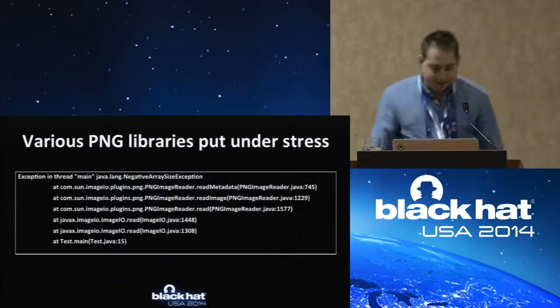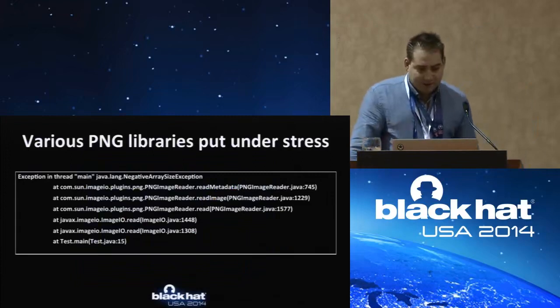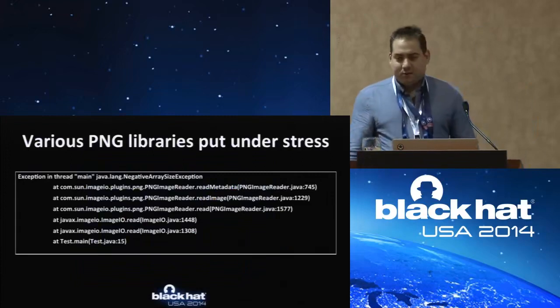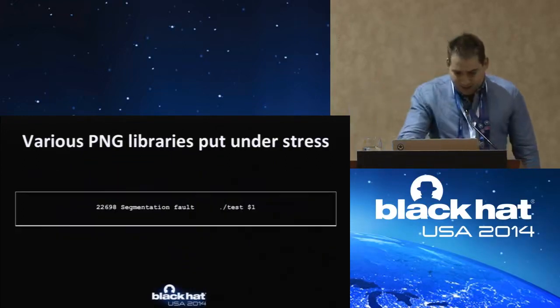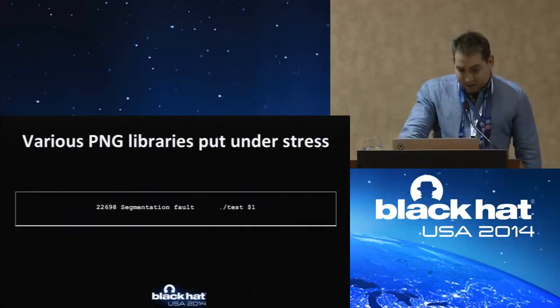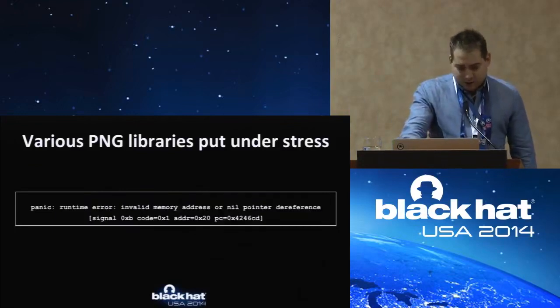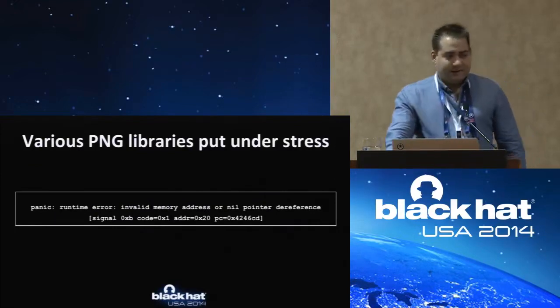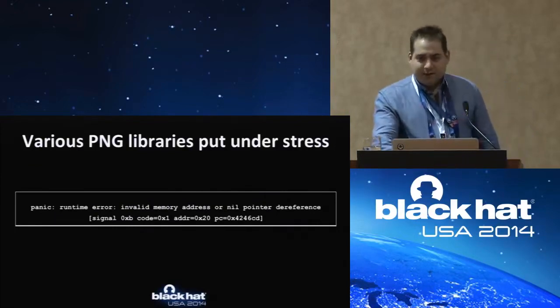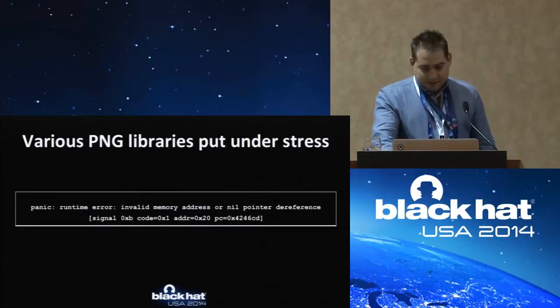A few funny results. That's Java. It gives a negative array size exception. So thank God you cannot have buffer underflows and overflows in Java. In Haskell, I got a segmentation fault with one of the images. And that was in Golang, I think: invalid memory address or null pointer, and many like that. So there's a lot of fun things to find in these libraries.